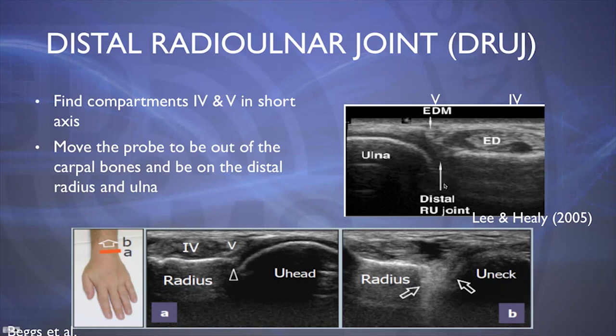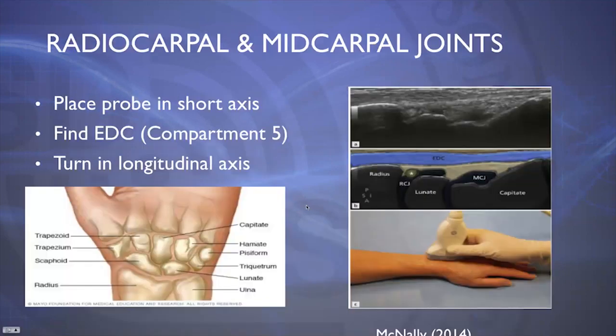The radiocarpal and midcarpal joints, placing the probe in short axis, you may want to find compartment 5 and then turn in longitudinal to try to find the radius, the lunate, capitate. You'll see the radiocarpal joint here between the lunate and the radius, and then the midcarpal joint between the capitate and the lunate. And again, if there's fluid, you should be able to kind of see that fluid traverse throughout the joint spaces.